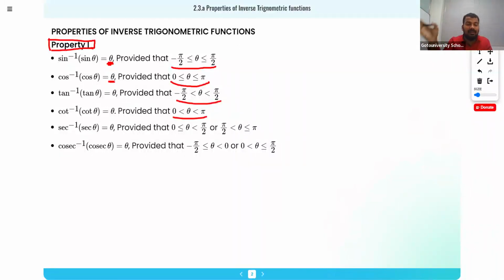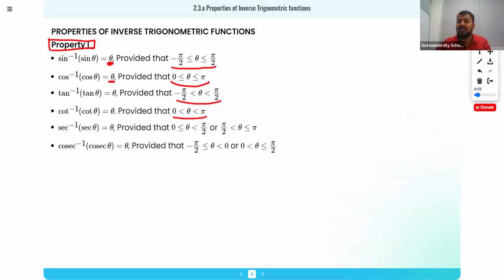All 4 quadrants. Add sugar to coffee. All are positive in the first quadrant. Sine and cosine is positive in the second quadrant. Tan and cot in the third quadrant, and cos and sec in the fourth quadrant. That's all. You just remember, add sugar to coffee. You'll be able to answer it, isn't it? This is property number 1.